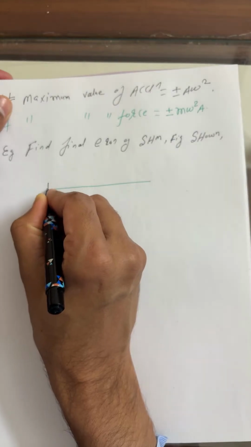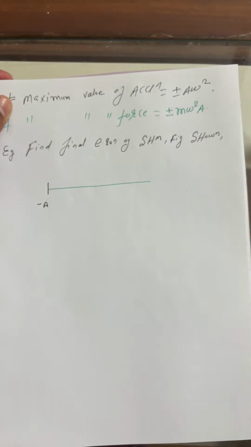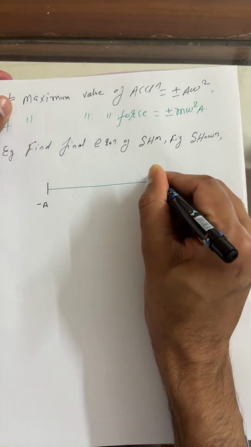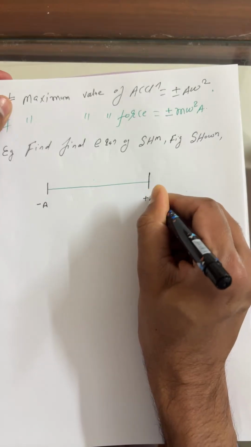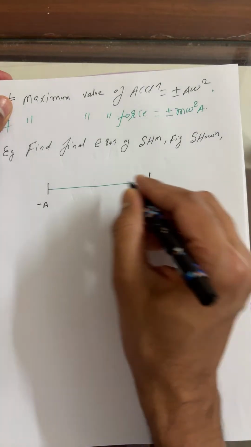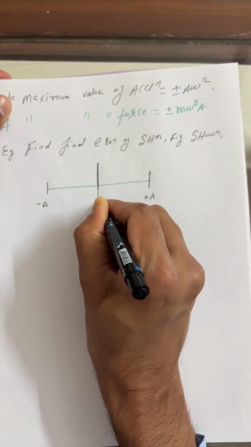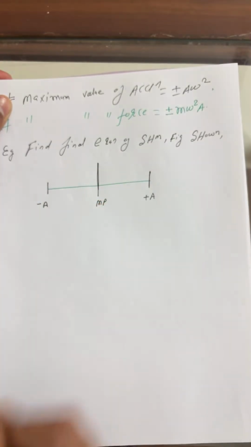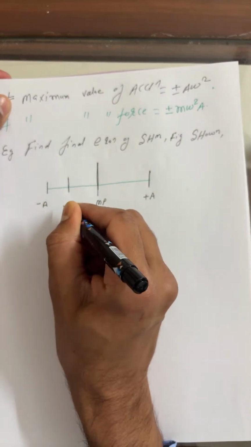This is known as the left extreme, so here I'm considering minus A. This is the right extreme, so this is plus amplitude A. This is the mean position.